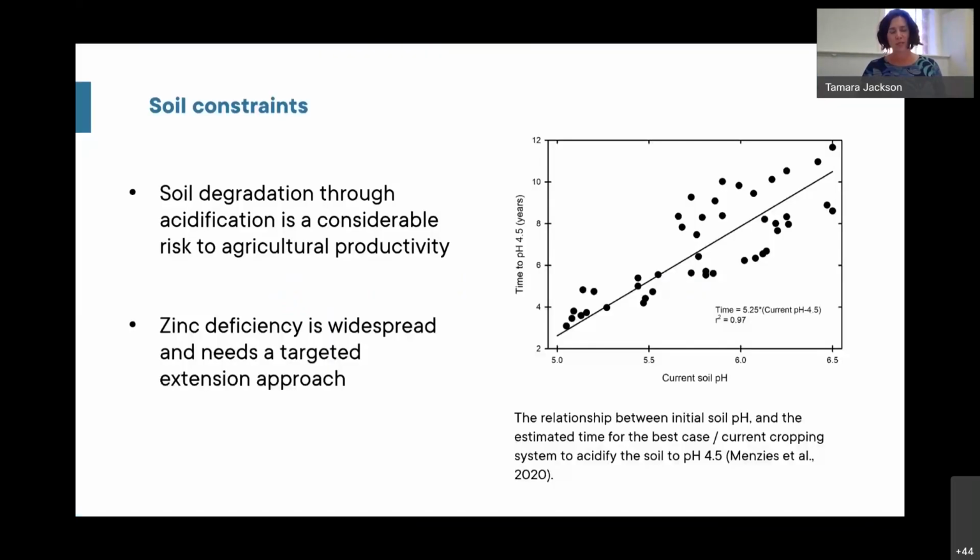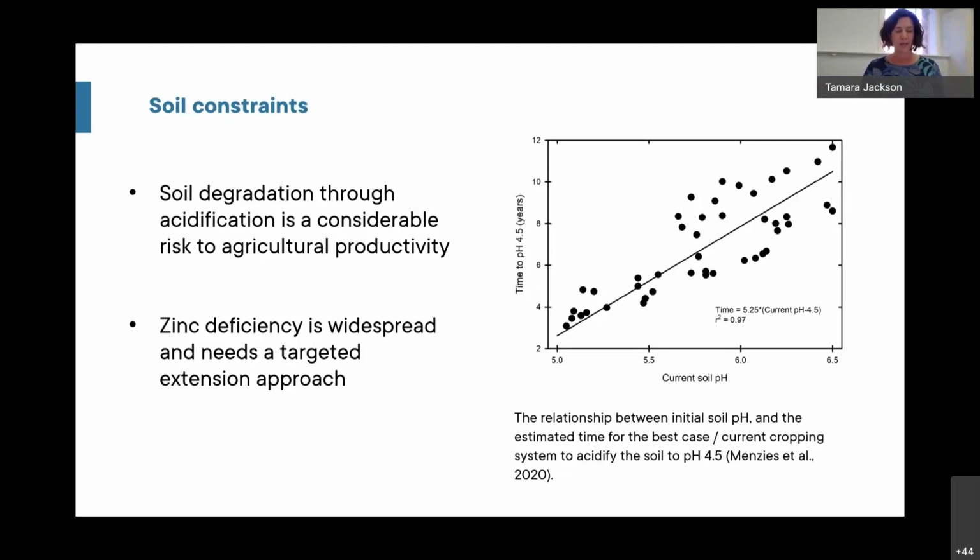So in terms of soil constraints, this work has been done by the University of Queensland. They have highlighted a couple of big potential issues in terms of soil constraints in the Eastern Gangetic Plains. One is soil degradation through acidification, which is a risk to agricultural productivity. And the EGP has soils that are susceptible to acidification with productive agricultural systems, high rates of ammonium nitrogen fertiliser that are applied but not always well utilised by the crop, and substantial yield removed.